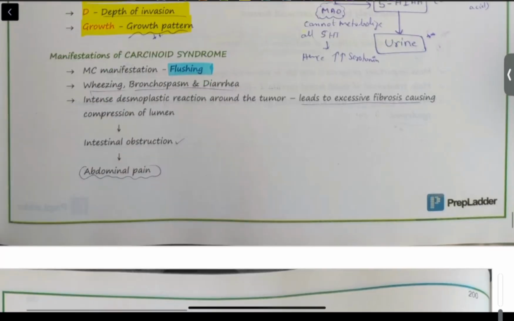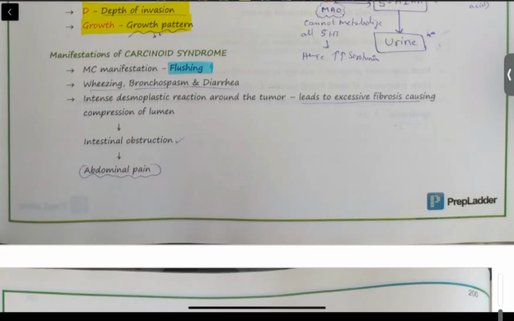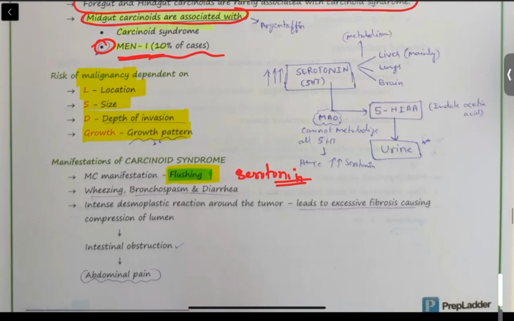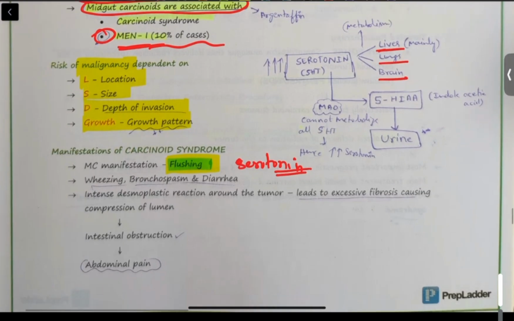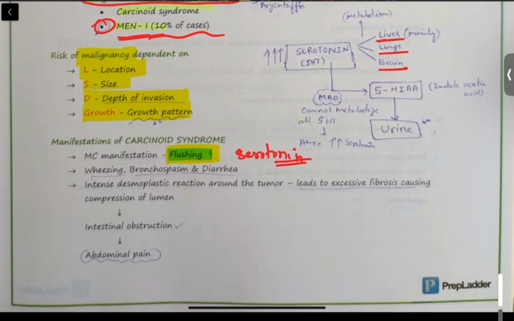What is the manifestation of carcinoid syndrome? How will the patient present? The most common is flushing. This is happening because of serotonin. Serotonin will mainly exert its effects in the liver, lungs and brain. This is where it is getting metabolized, and for metabolism of serotonin we need an enzyme called MAO, monoamine oxidase. On metabolism of serotonin, it will form 5-hydroxy indole acetic acid and this will be excreted in urine. This is the basic pathophysiology.